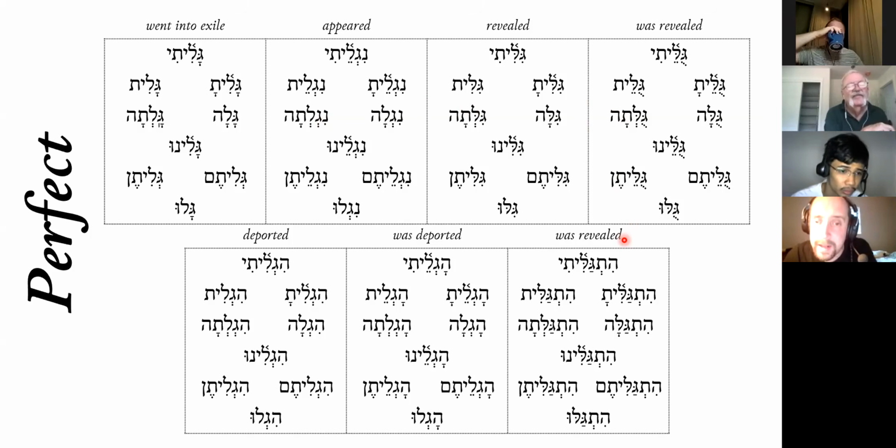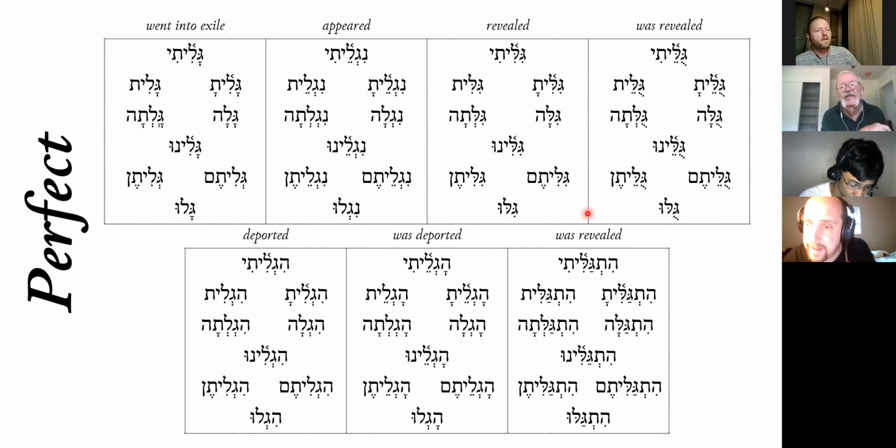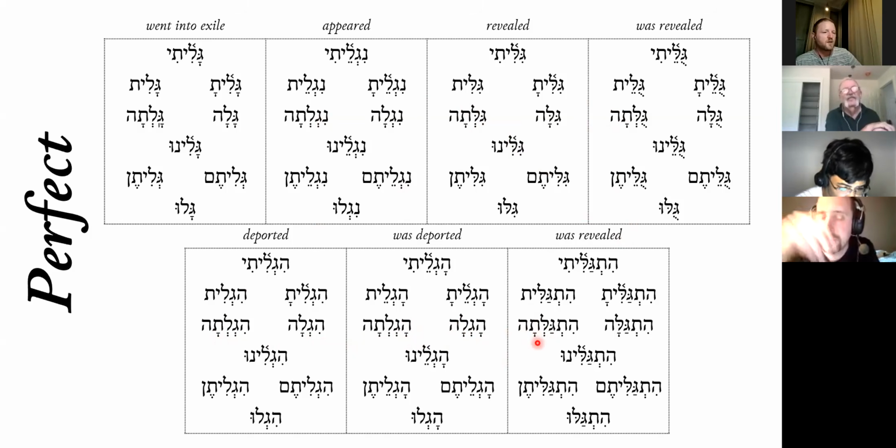So we have Galata, Niglata, Gilata, Gulata, Higlata, Hoglata, Hitgalata. Yeah, so in all cases that He actually turns into a Tav, just like it does in the construct in nouns and in adjectives, turns into a Tav, and then the A is added. Fantastic. All right, I'll do this one.